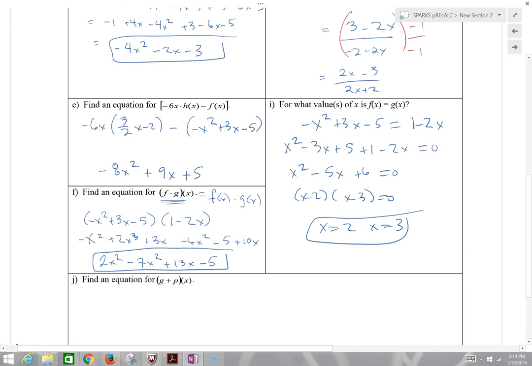I'm going to get you started on J here just because of the notation. It says g plus p of x. That is just g of x plus p of x notationally. I wasn't sure you'd know how that worked.